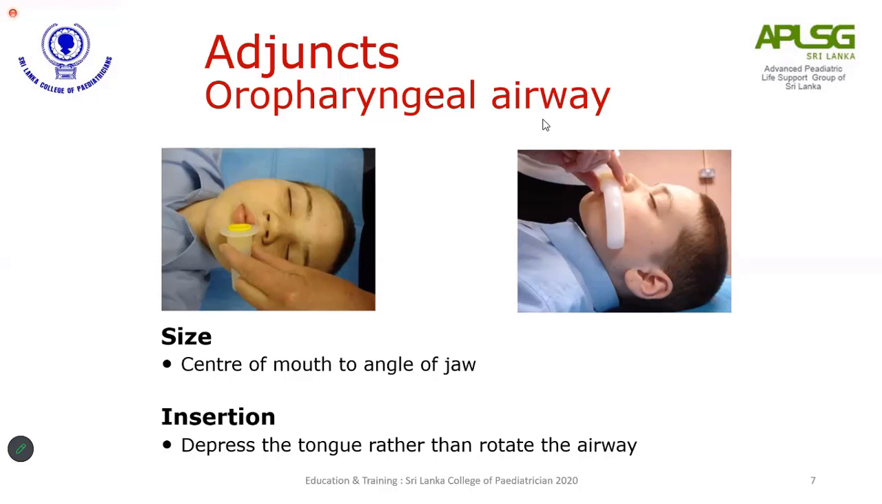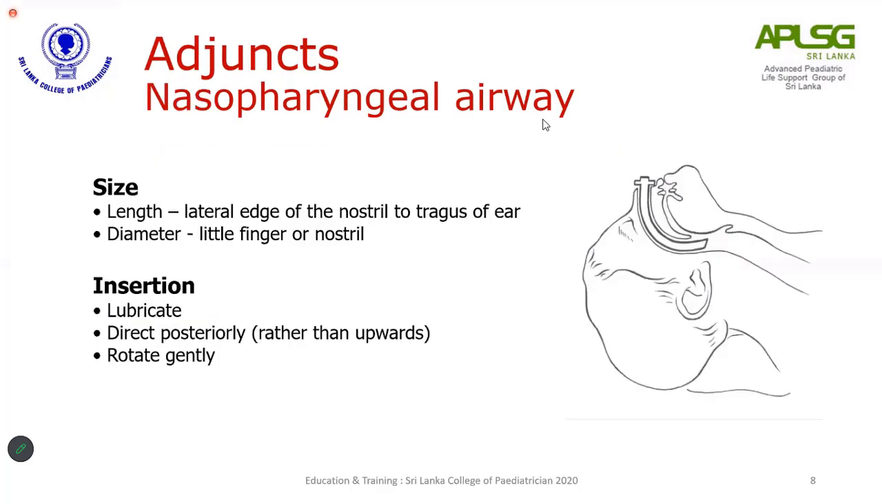And you need to keep one size smaller and one size bigger, because as you go in, sometimes you might feel the size is not exactly correct. When you're inserting the oropharyngeal airway, it's better to do it under direct vision by using a tongue depressor or even your laryngoscope. You insert it along the same anatomical pathway as the posterior palate, and you depress the tongue rather than rotating the airway, and you slowly insert it along the posterior palate of the mouth.